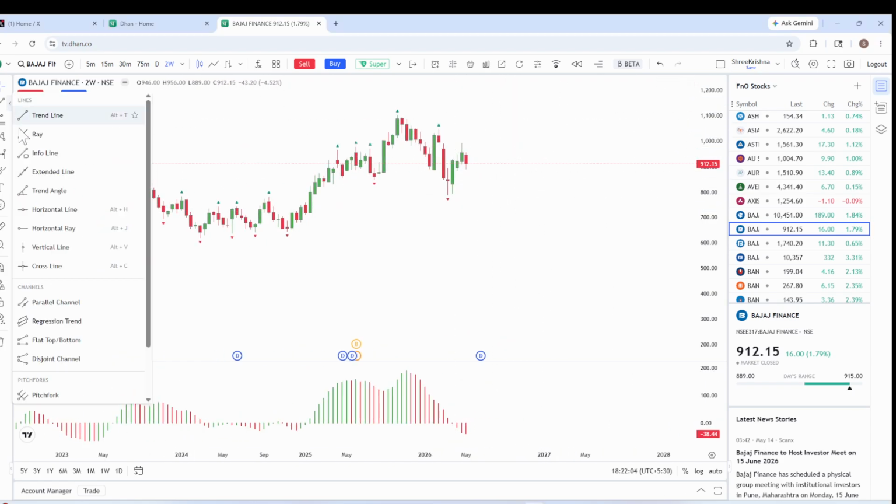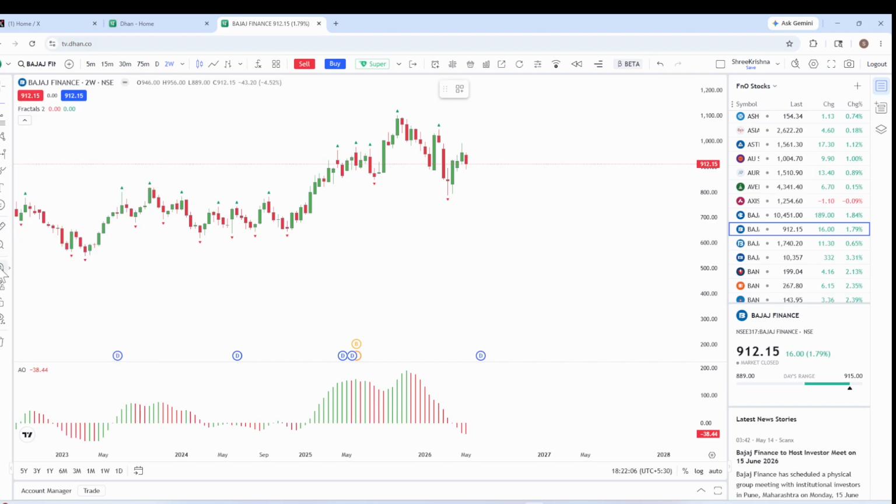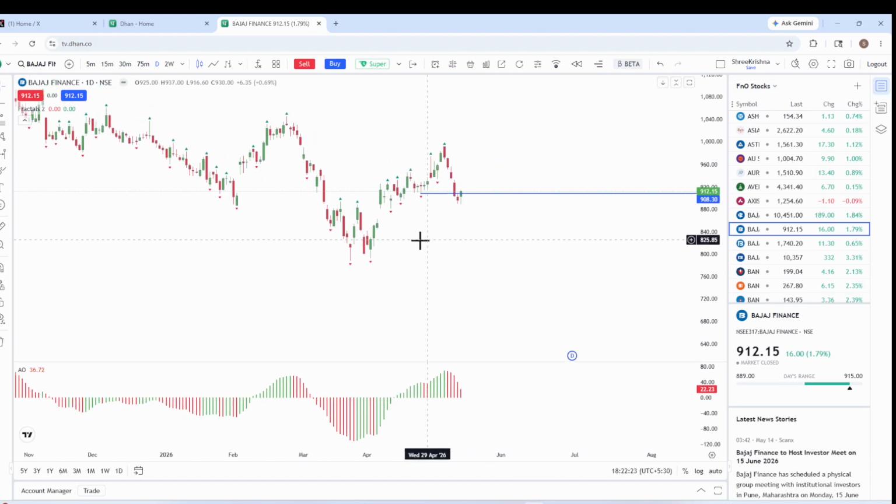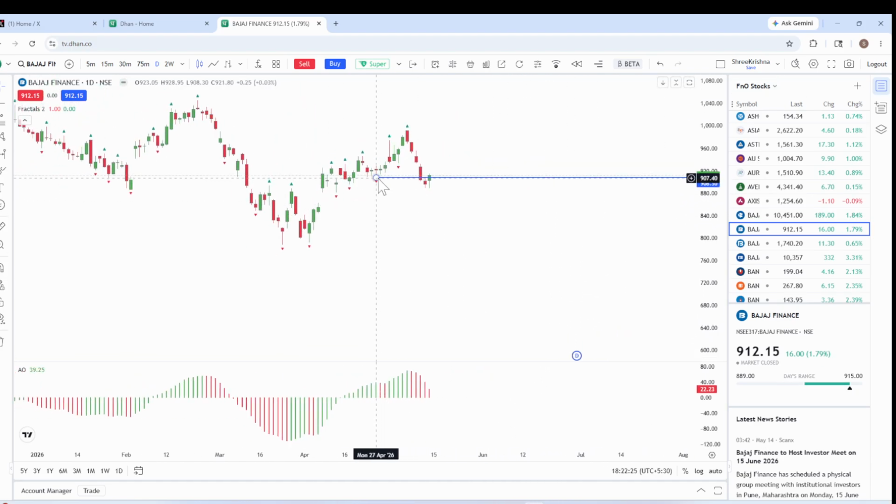So where Bajaj Finance basically comes into the picture, based on the supply and demand, it is 908. So right now it is 912. It is more than 908. Okay, let's go to the daily. So this Bajaj Finance, when it breaks this, it is an indication of 2 weeks failure, right?